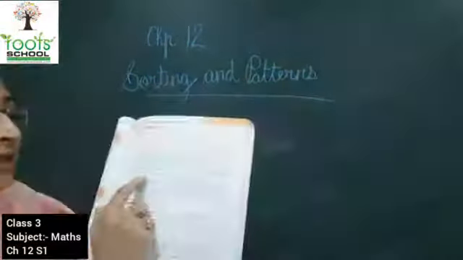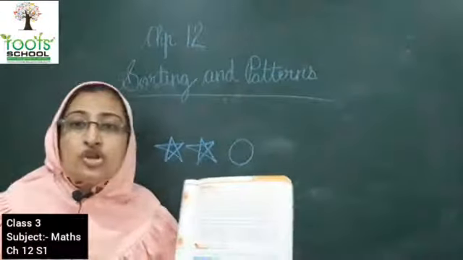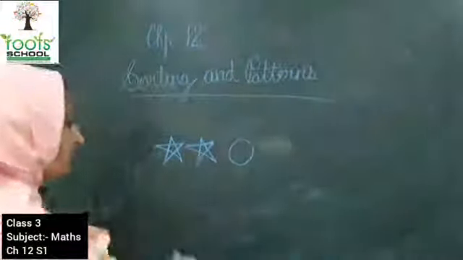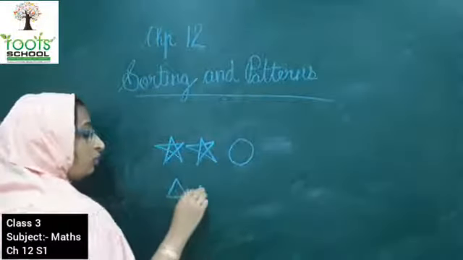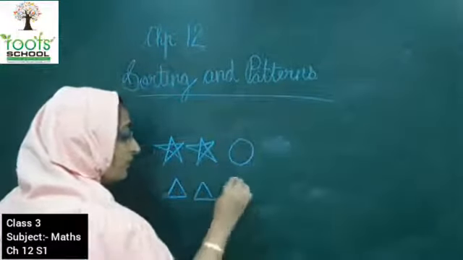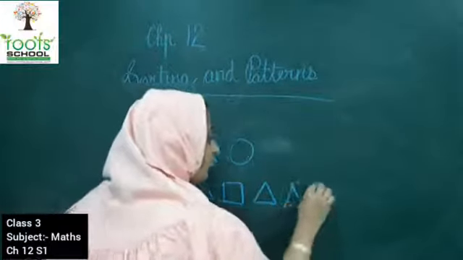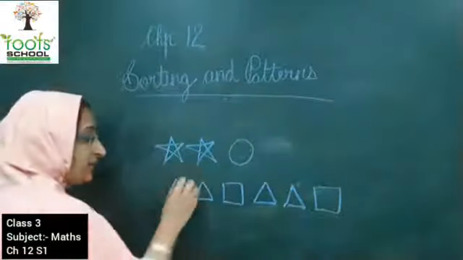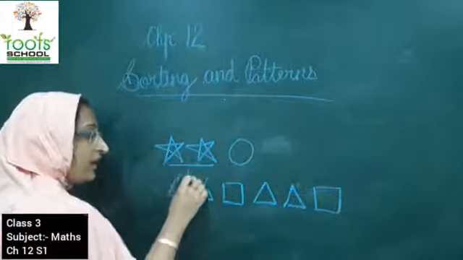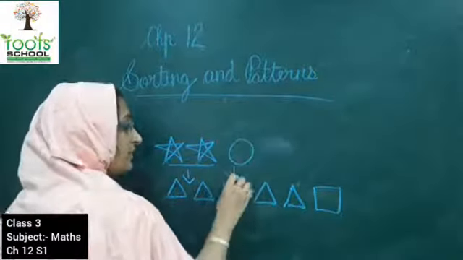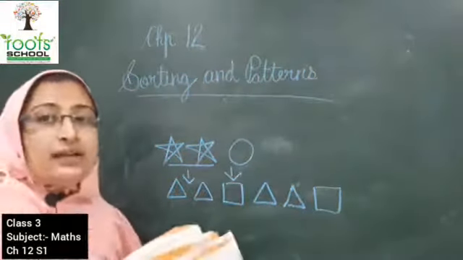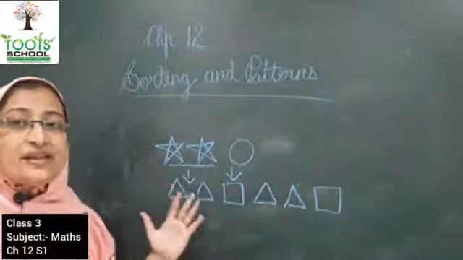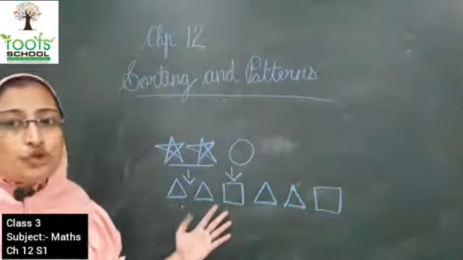Now kids, what is it saying? Draw a similar pattern with some other shapes. You have to draw a similar kind of pattern using some other shapes. So let's use triangle. 2 triangles, 1 square. Okay, we have done the same pattern. Instead of star, we have drawn triangle, and instead of circle, we are drawing a square. So it is the same pattern, the same sequence. So it is a similar pattern with different shapes.